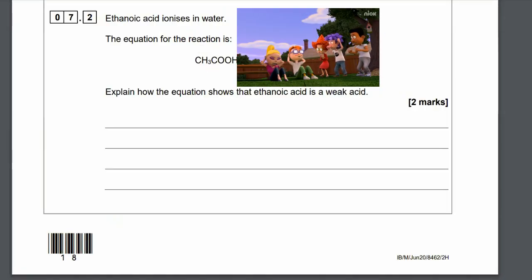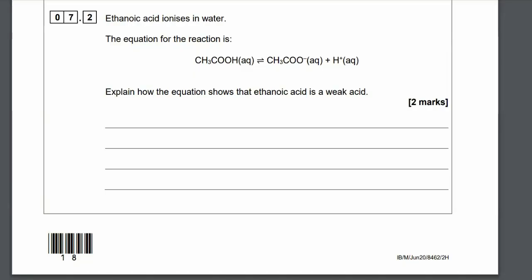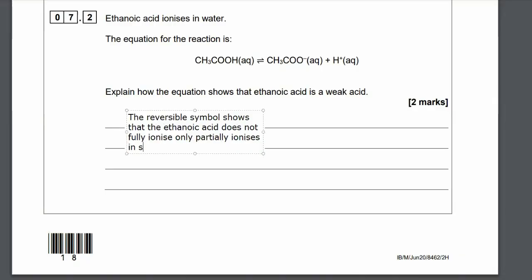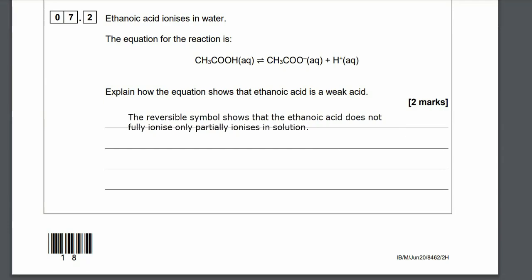7.2. Ethanoic acid ionizes in water. The equation for this reaction is CH3COOH(aq) ⇌ CH3COO⁻(aq) + H⁺(aq). Explain how the equation shows that ethanoic acid is a weak acid. Well, straight away, you've got the reversible symbol. That's going to get you a mark. So that shows that it goes in both directions. It forms an equilibrium and it only partially ionizes. It doesn't completely ionize. If it completely ionized, we would have an arrow instead of the reversible symbol.